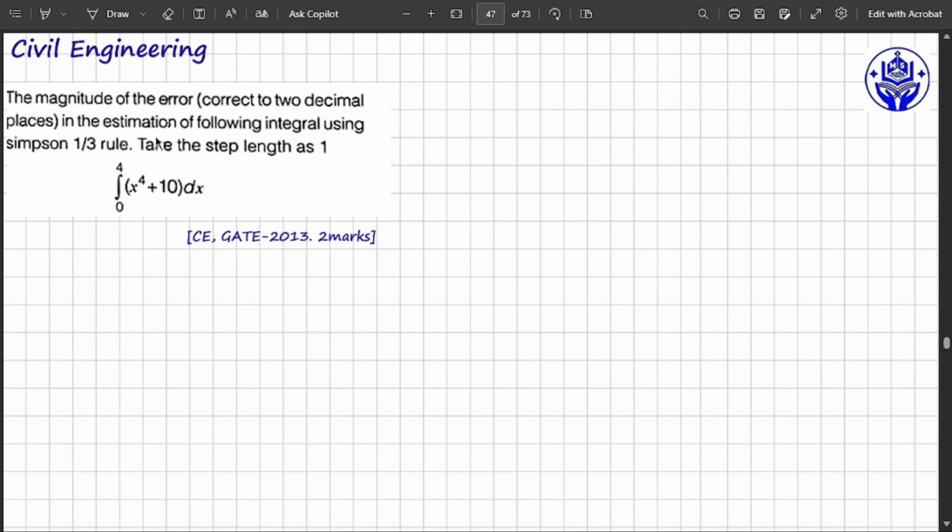Next question: the magnitude of the error, calculated and corrected up to 2 decimal places, in the estimated following integral using Simpson 1 by 3.